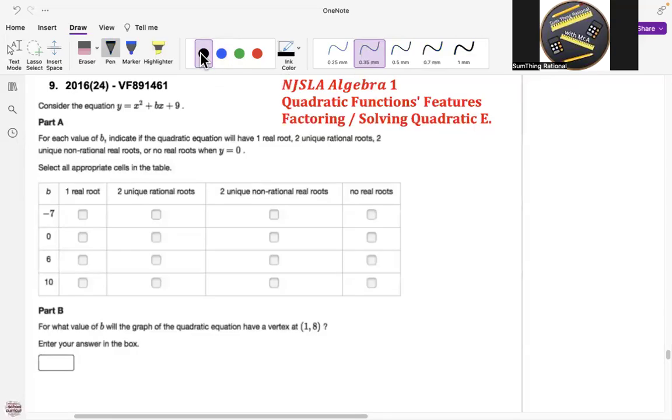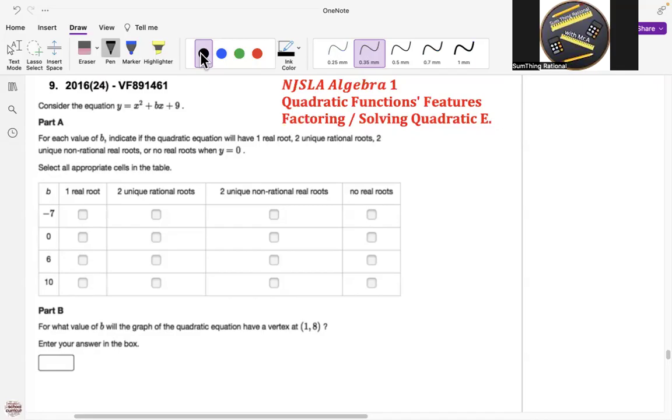Hello everyone. We are back with one more question from the NJSLA Algebra 1 release items. You can pause the video and check the question first. In this question, a quadratic function is given: y is equal to x squared plus bx plus 9.